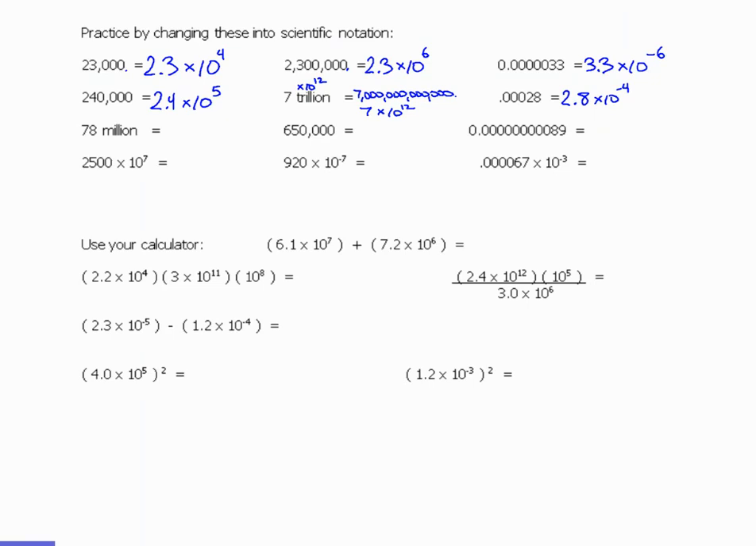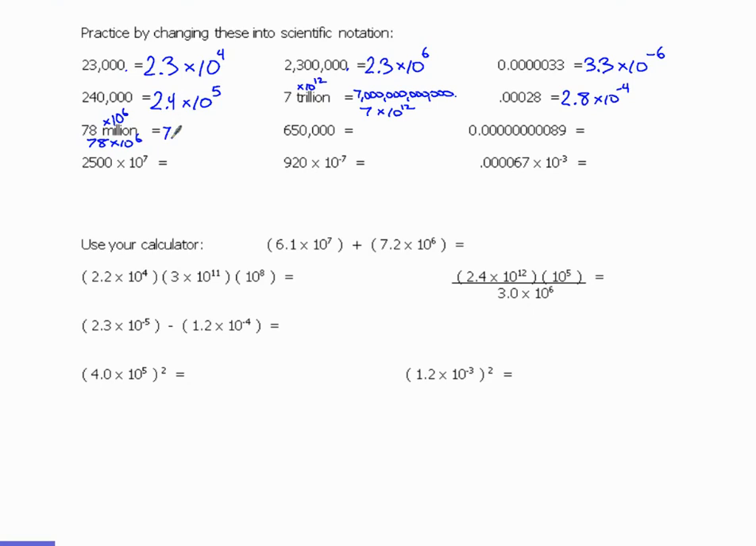78 million. This is a lot like the 7 trillion idea. You could write it in standard notation if you want, or if you just happen to know that million is times 10 to the 6th power, that's helpful as well. Something to be careful of, if you were to write 78 times 10 to the 6th power, this is not standard scientific notation. The problem here is that my number is not between 1 and 10. So we have to make an adjustment.